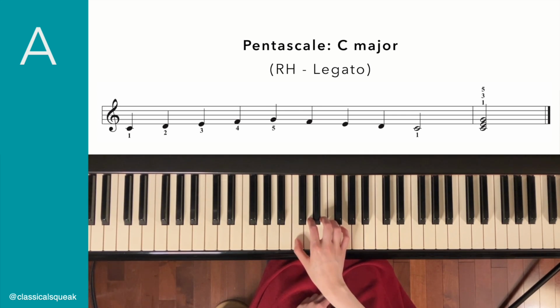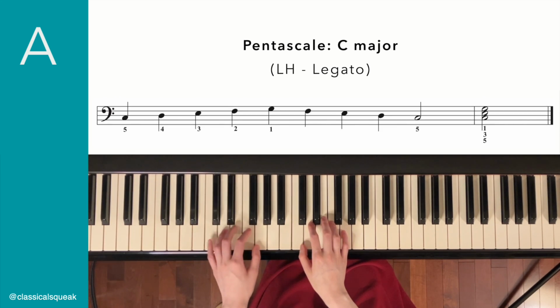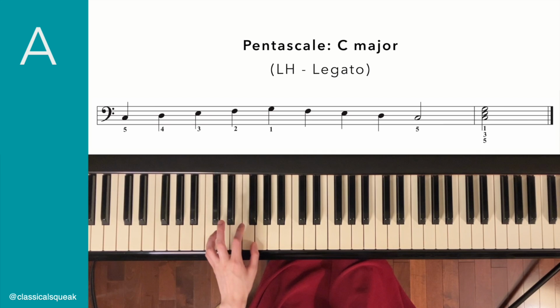Then we play the solid triad, which is C, E, and G. And we play it solid. So once again, for the left hand, same thing. We have C, D, E, F, G. This time the fingers are reversed because our pinkies are 5. So we've got 5, 4, 3, 2, 1, all the way back down, and then the chord.